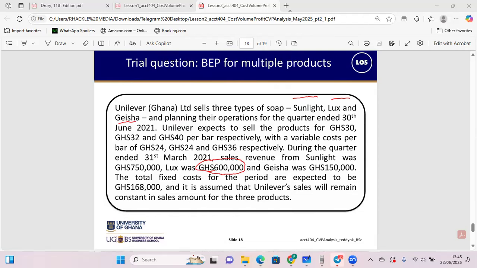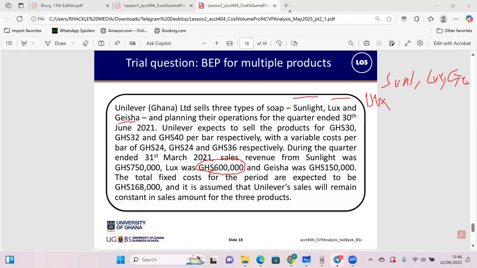Right? So we can do that. So first, I told you to always find the sales mix. So first with this one, you can do it this way. Sunlight, then we have Lux, we have Geisha. Right? Do the sales mix.